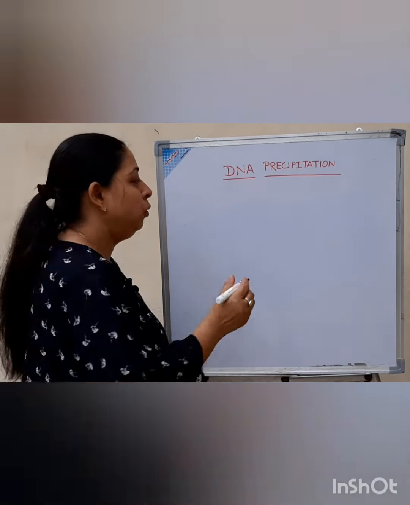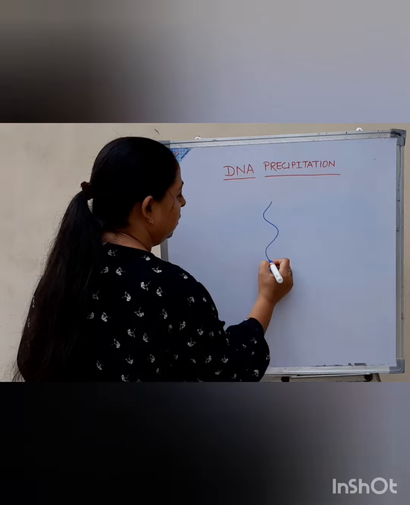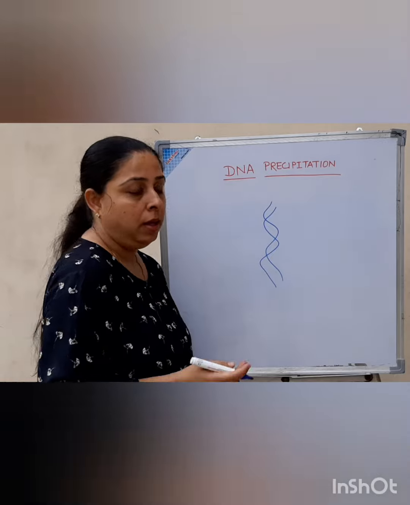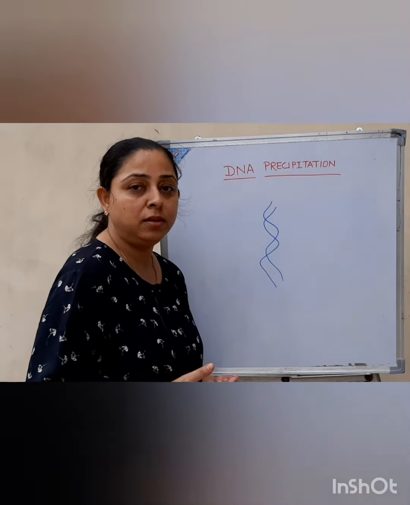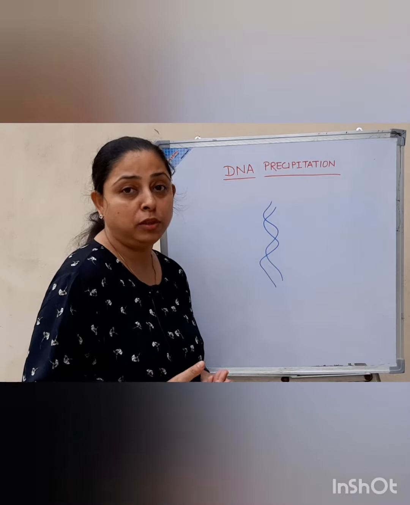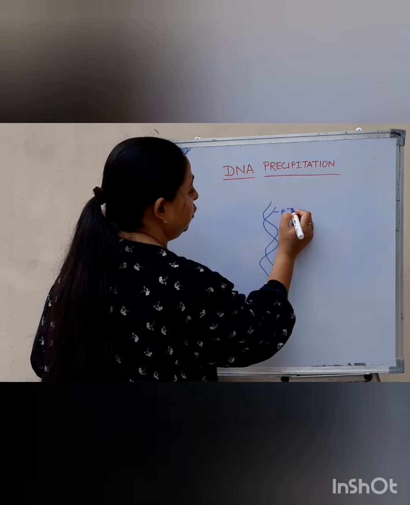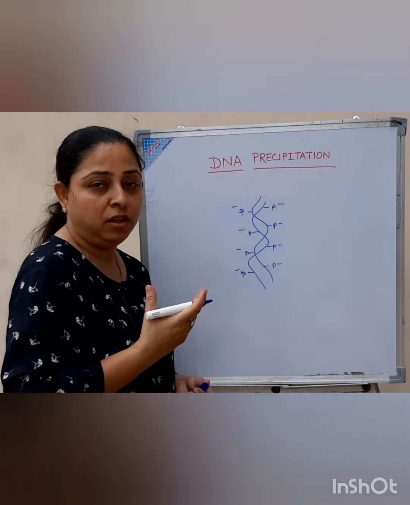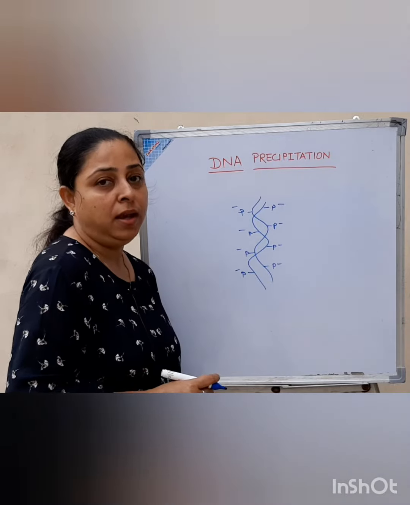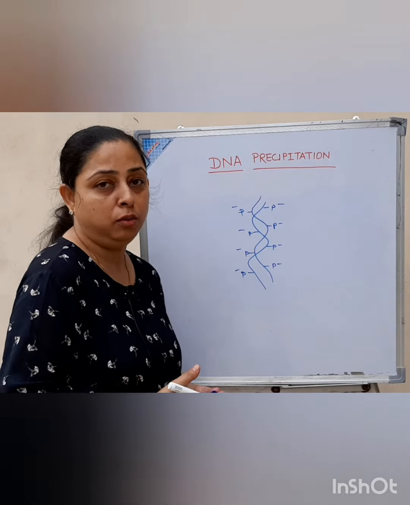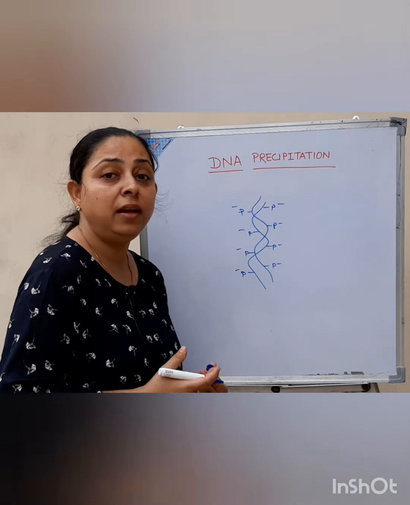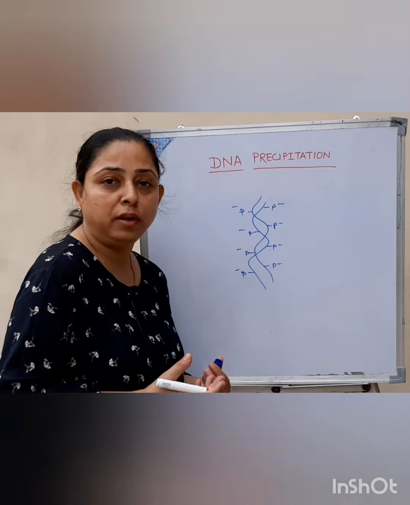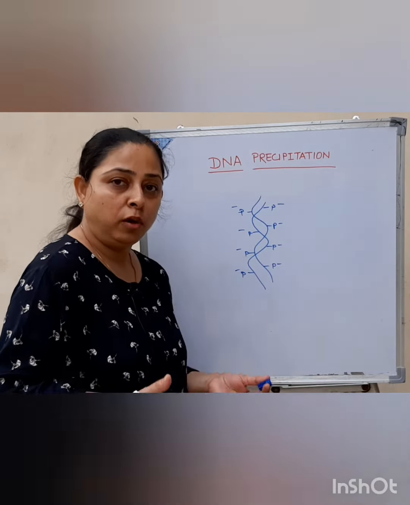So let us first have a look at the structure of DNA. DNA is a highly polar molecule because it has a phosphodiester backbone which contains lots of phosphate groups, and these phosphate groups give DNA a net negative charge. So DNA has a net negative charge and it is a highly polar molecule, and that is the reason DNA is highly soluble in water. So how does DNA get dissolved in water, and how does DNA remain soluble in water?